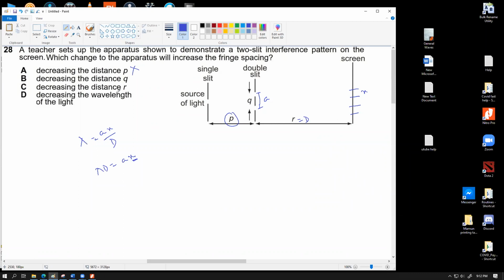Sir, B. Okay, B. We want to increase the fringe spacing, right? So in this equation, x has to go up. To make x go up, we either have to have lambda go up, or d go up, or a go down. Right? Yes, sir. You are saying B? Decreasing the distance q. If we make q smaller, then x will become bigger. Yeah, that sounds about correct. I think B is the correct response.